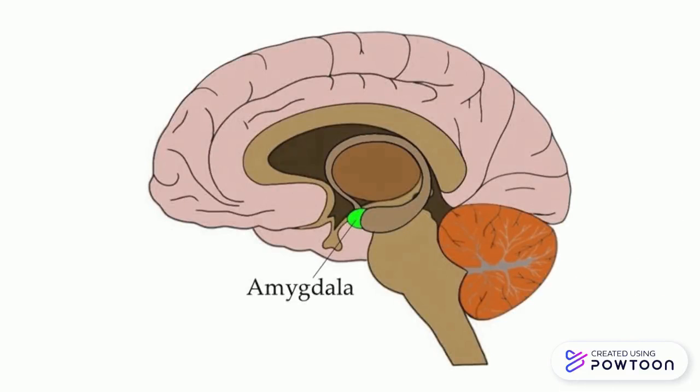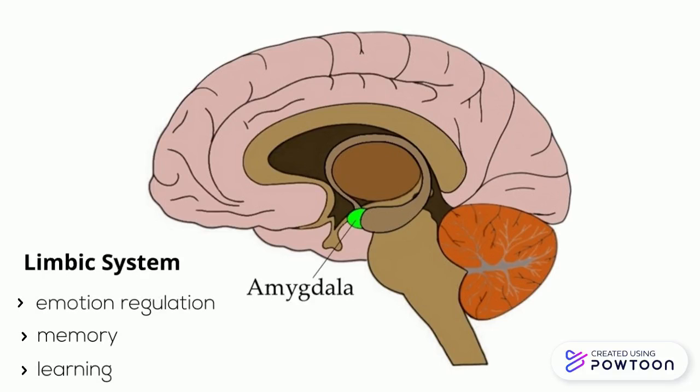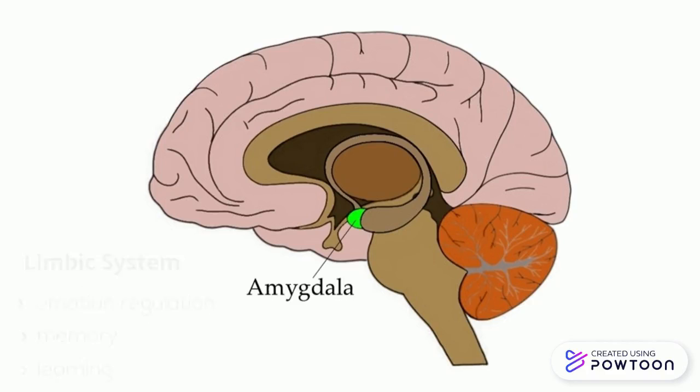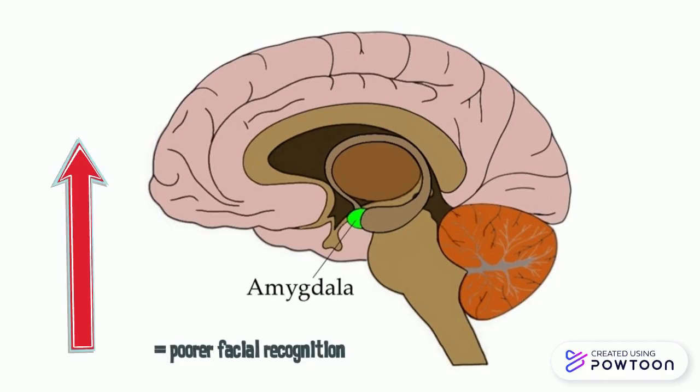The amygdala is a structure that is located under the hook of the temporal lobe. It is part of the limbic system, which is responsible for regulating emotions, memory, and learning. In ASD, a greater volume of amygdala is present. This increase in size and number causes overactivation of the amygdala and a subsequent slower response time that doesn't decrease through repeated exposure to the same person or face.